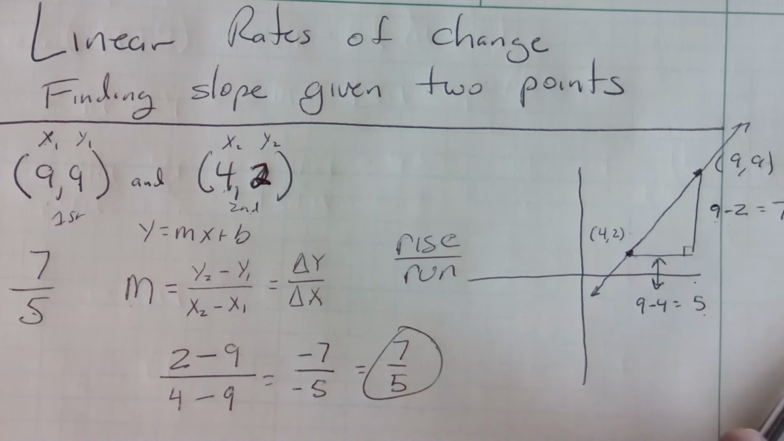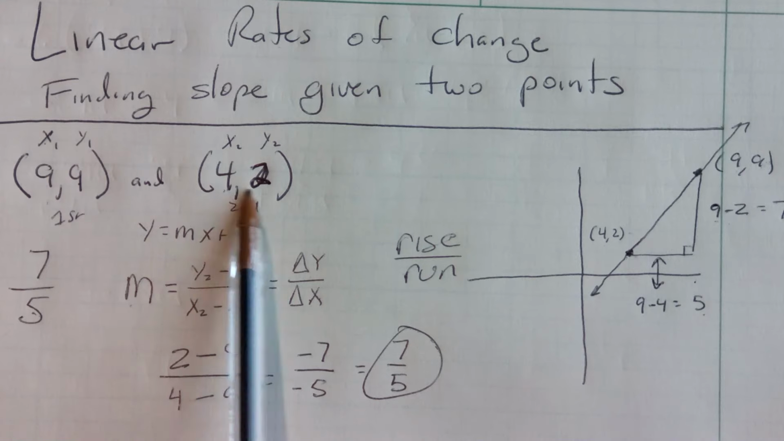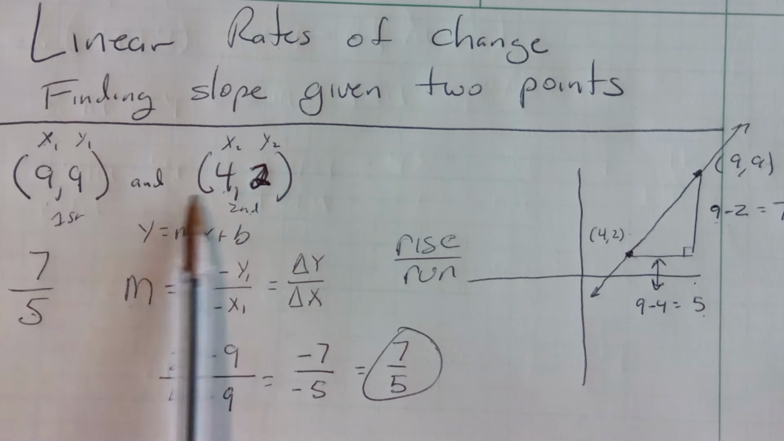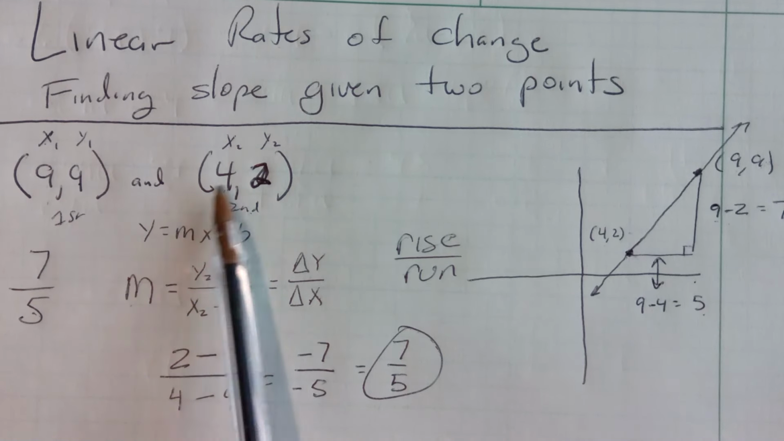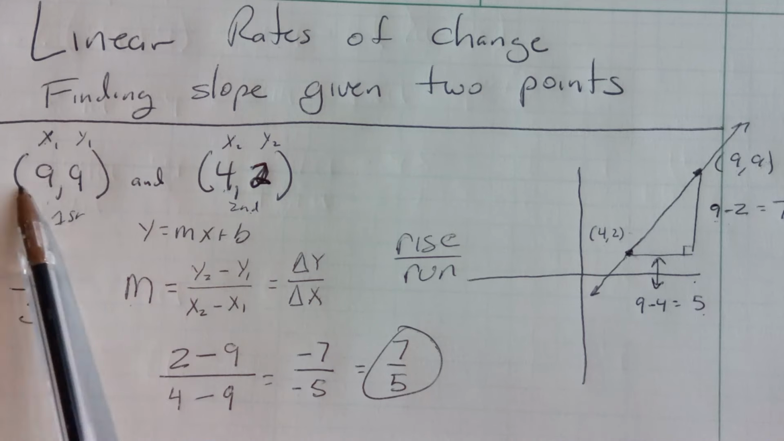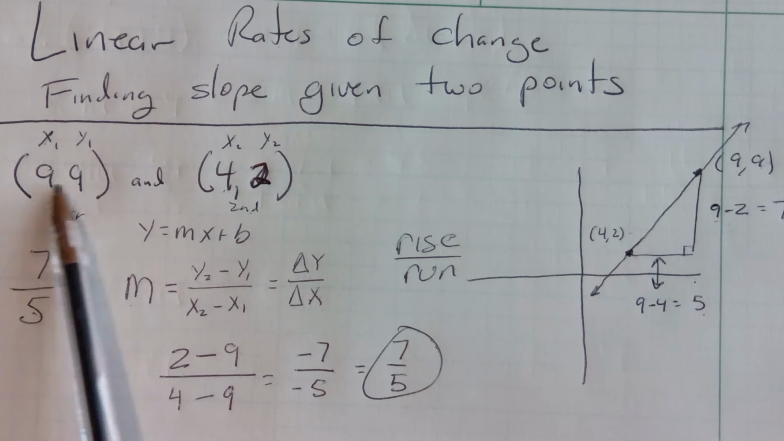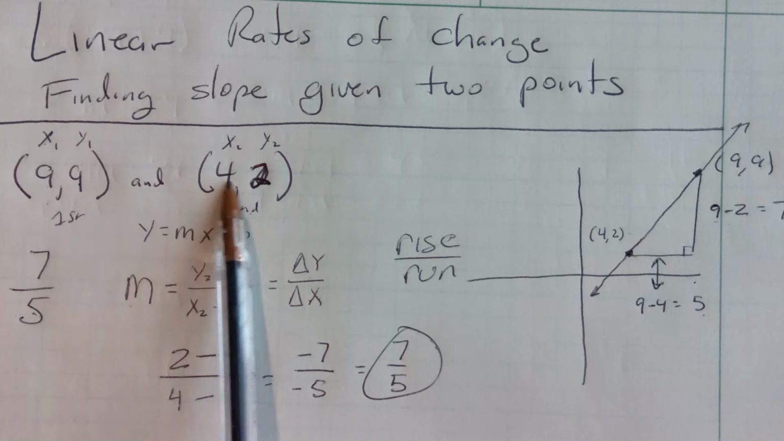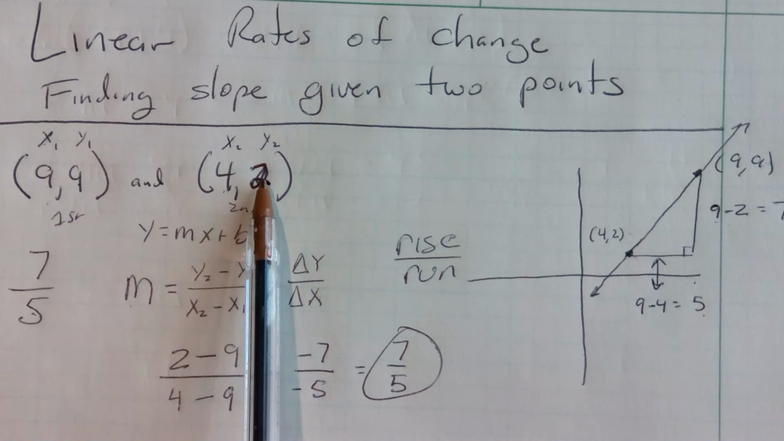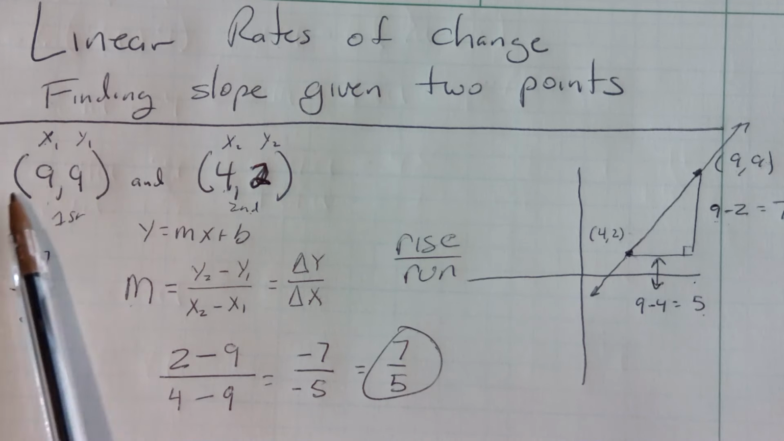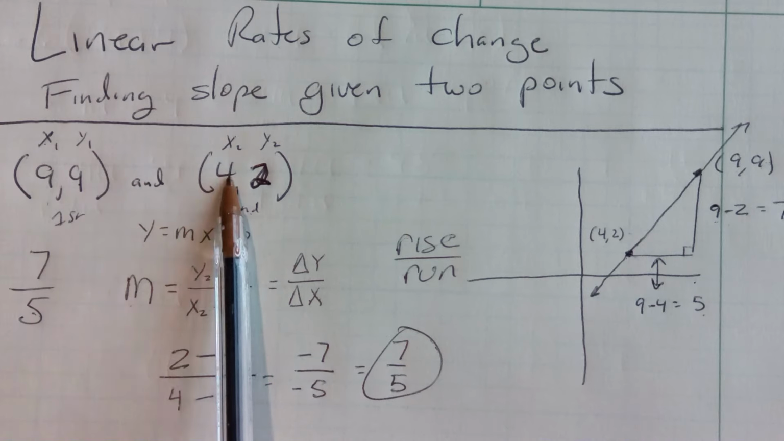Now, just be very, very careful that you always go the same direction. If you consider this one the second point, always take these values and minus off these. If you consider these the second points, then always minus off those. Don't accidentally go 2 minus 9 on top and then 9 minus 4 on bottom, because you minus in the opposite direction.